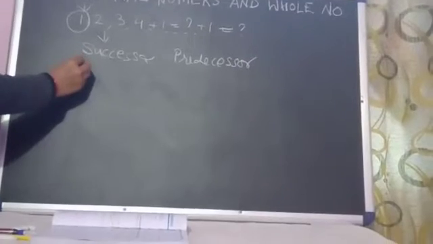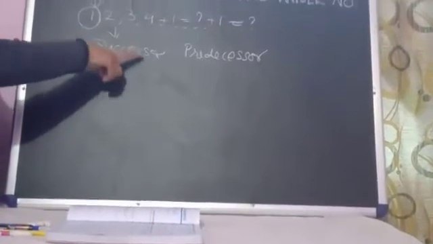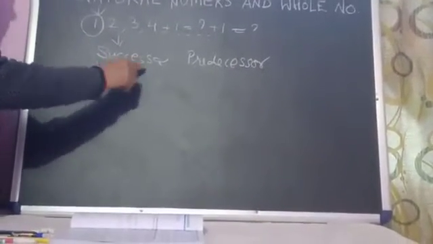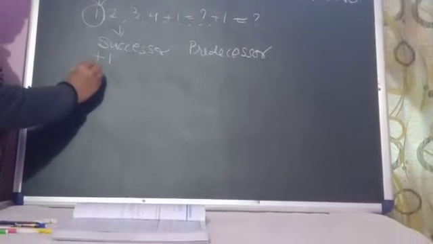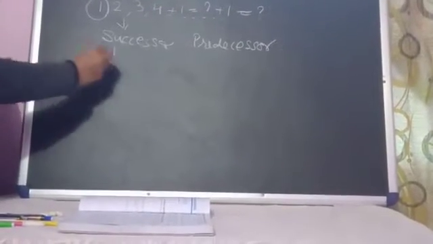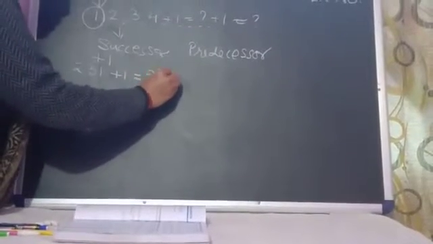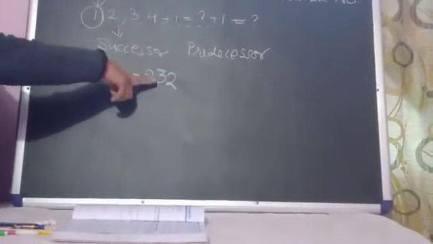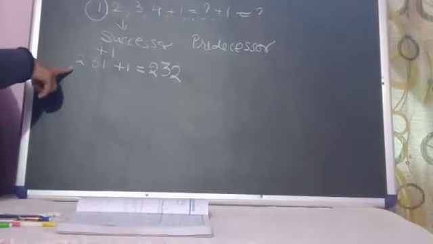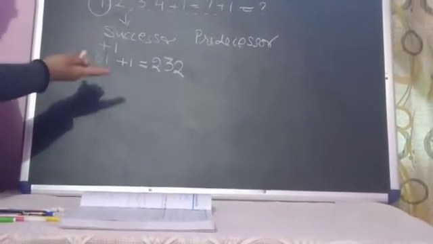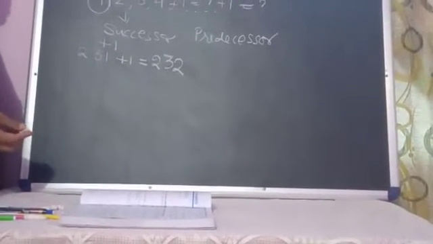When we add 1 to a natural number, we get the successor of that number. Suppose I have a natural number 231. If I add 1 to it, I get the next number, that is 232. So I can say that 232 is the successor of 231. So to get the successor of a number, we have to add 1.